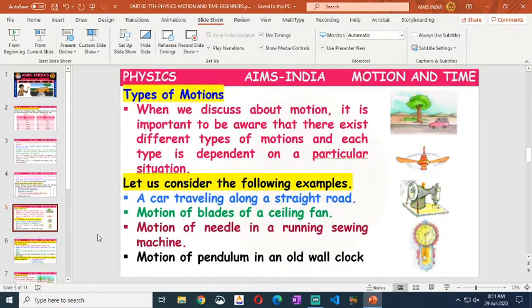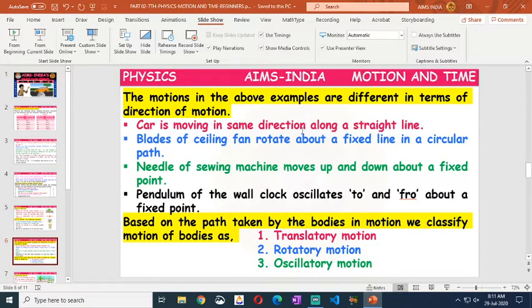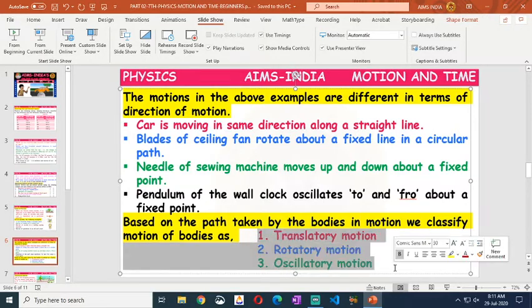So we have identified some uniform and non-uniform motions. Types of motions. Some of them move along a straight line. Some of them move in a circular path. Some of them move up and down. Some of them move to and fro. Based on that, we divided motions into three types: translatory, rotatory, oscillatory.